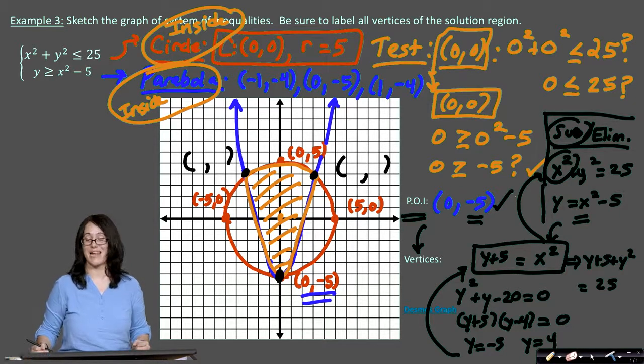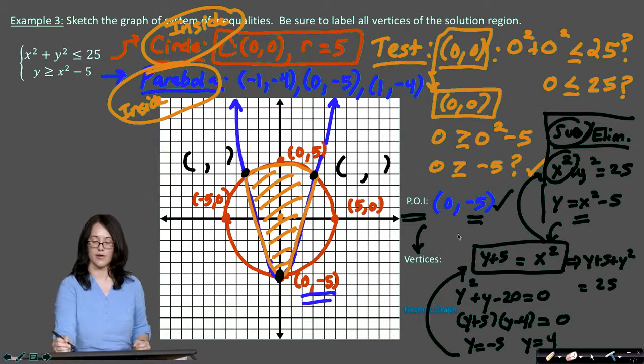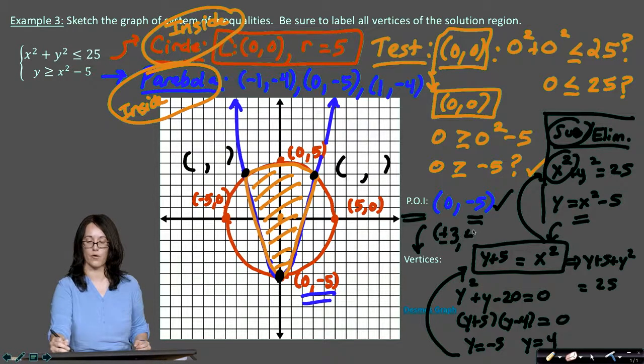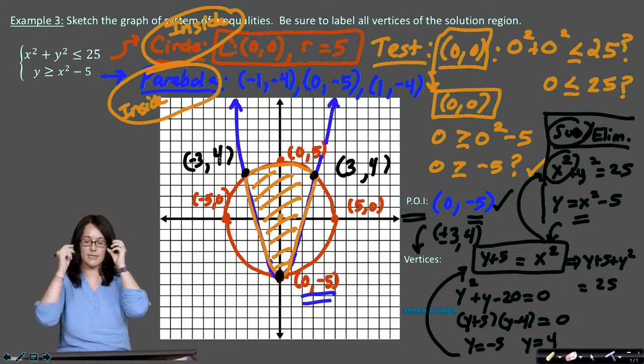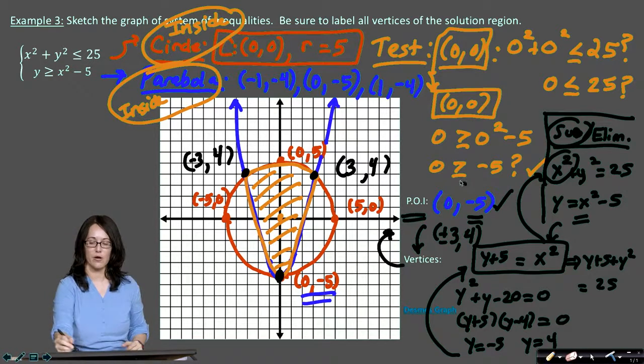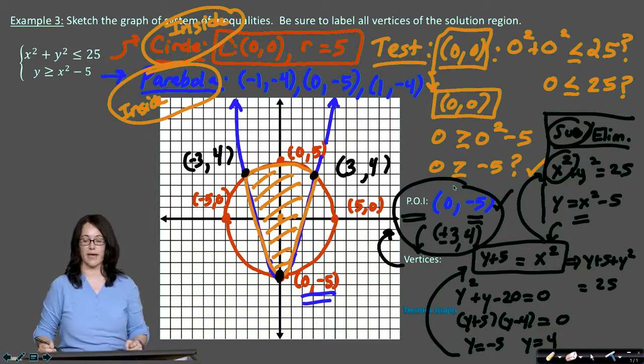4 plus 5 is 9. So if x squared equals 9, what are my options for x? That's right, x would be positive or negative 3. So I would have plus or minus 3 whenever y is the number 4. So this is (3, 4), and this is (-3, 4). So our vertices, again, happen to be the same as our 3 points of intersection: (0, -5), (-3, 4), and (3, 4). And because those 3 points of intersection trap the shaded region, that's why we call them the vertices.